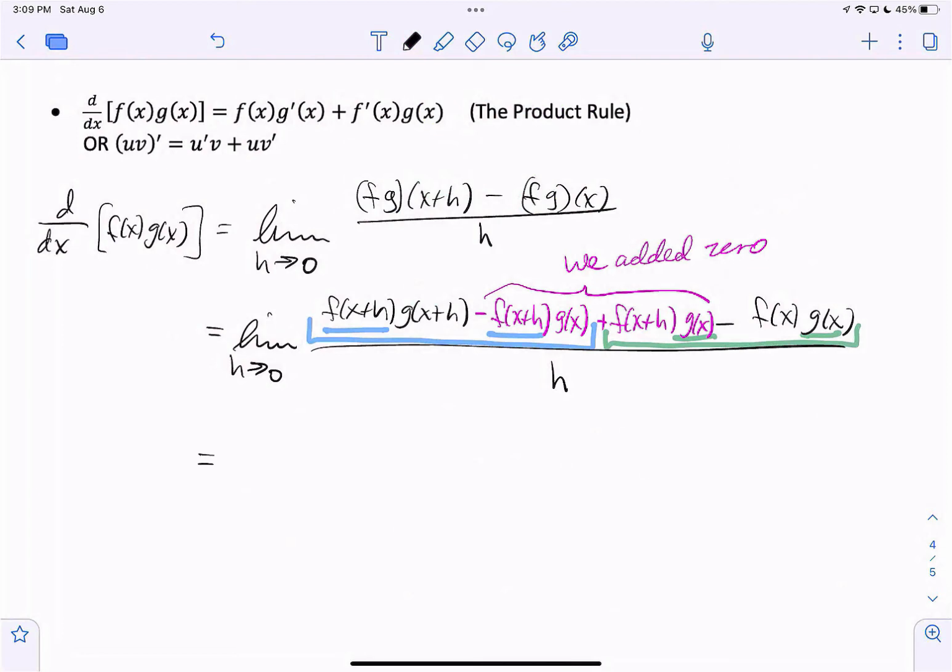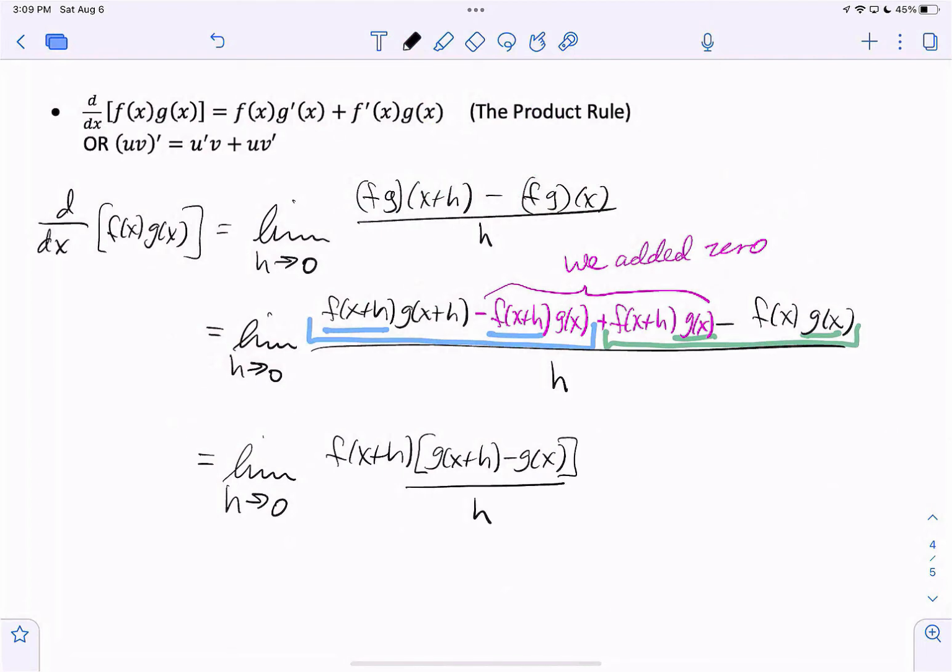So I'm going to do a few things in this next step here. We have the limit as h approaches 0. I'm going to factor out the f of x plus h in the first pair of terms, and I'm left with g of x plus h minus g of x. And I'm going to give that term its own denominator of h. And then we have a plus. I'm going to leave a little gap because I know what I'm going to do in just a minute. We're going to factor out the g of x. And we have left f of x plus h minus f of x divided by h.